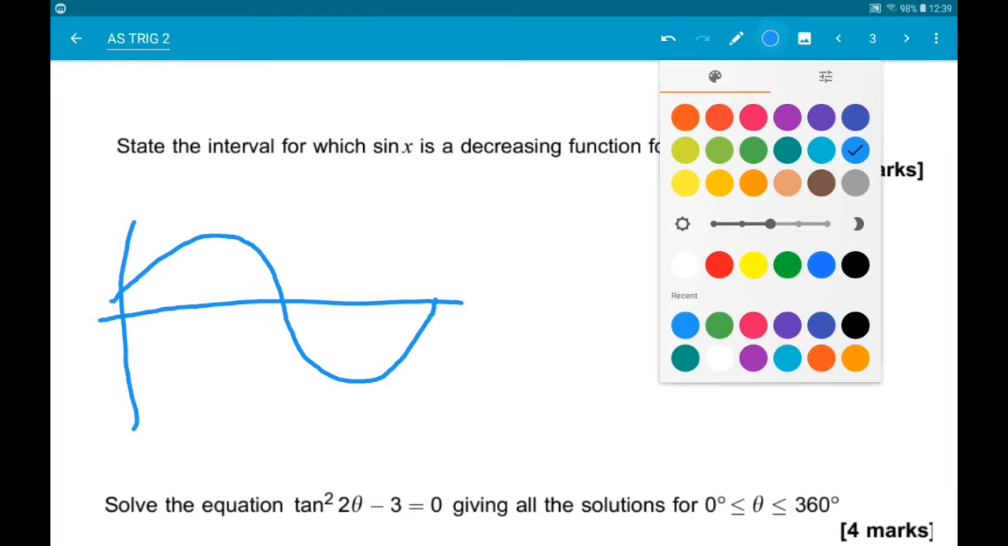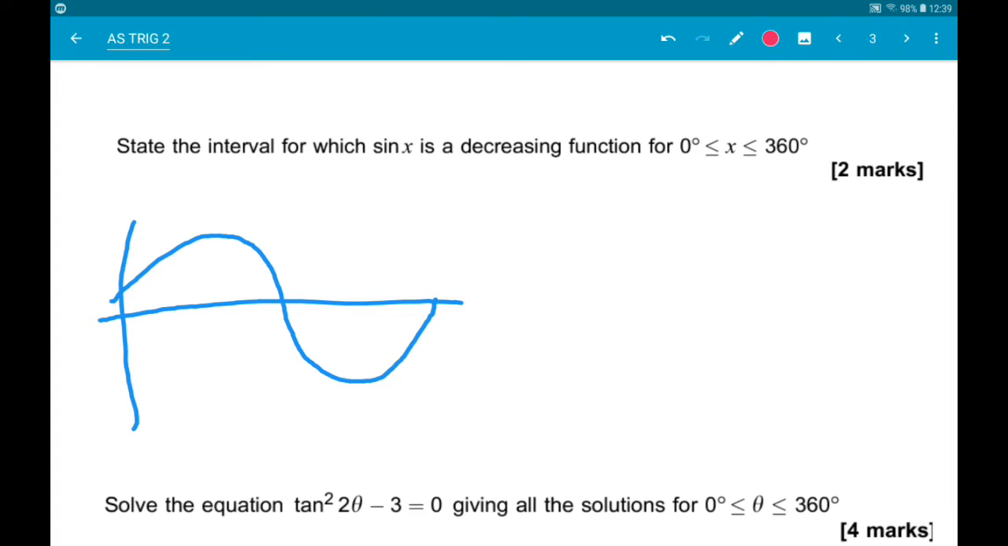Now, the gradient is 0 at 90 and 270. Now between those 2 points, the gradient is negative, so the interval is x is strictly greater than 90 and strictly less than 270.